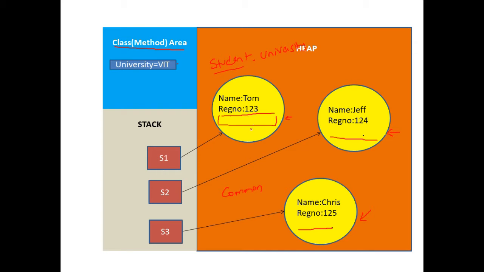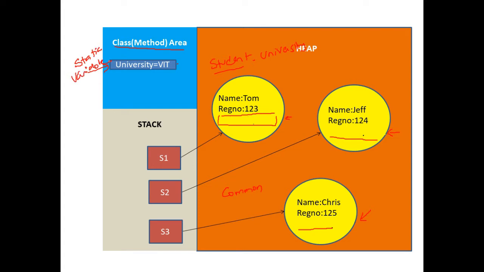Why don't we use s1.objectname.fieldname? Because it is not part of an object. This kind of variable is common to all the objects and is allocated in a separate area called the class area or method area, where it is initially loaded and initialized. This is called a static variable.